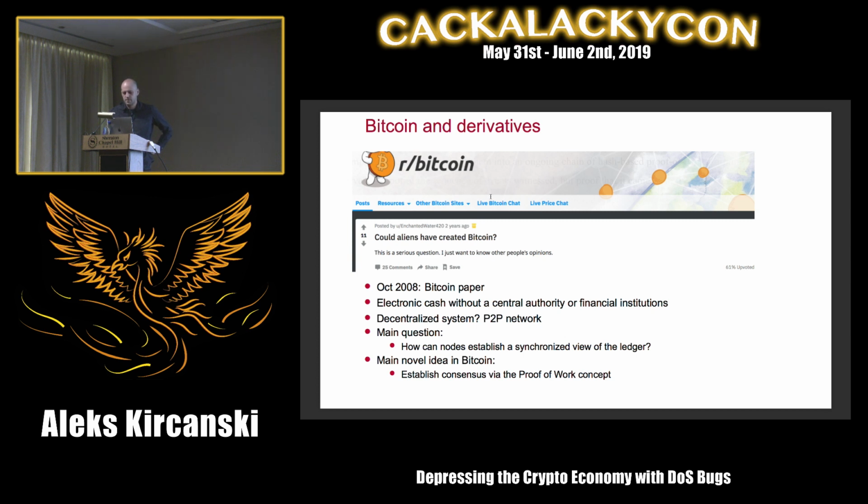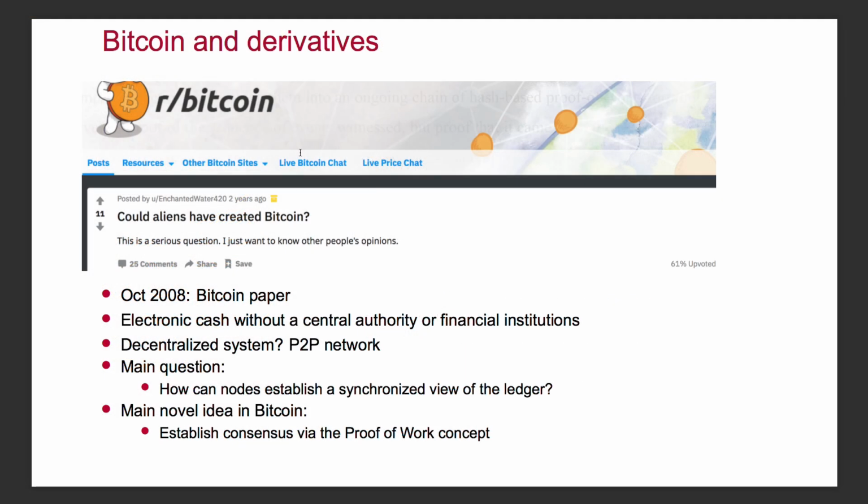So if someone wants a decentralized system, it's kind of natural to try with a peer-to-peer network. So what's really the main question that the Bitcoin paper tried to answer is how can nodes in a peer-to-peer network establish a synchronized view of the ledger? Essentially the main novel idea in the Bitcoin paper was how to establish consensus via the proof of work concept. So plug in proof of work concept for the purpose of synchronizing the ledger.